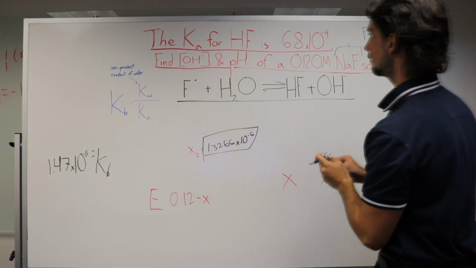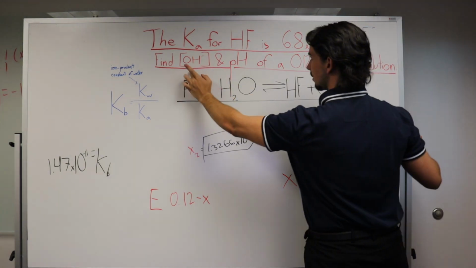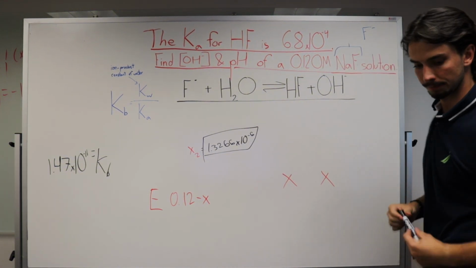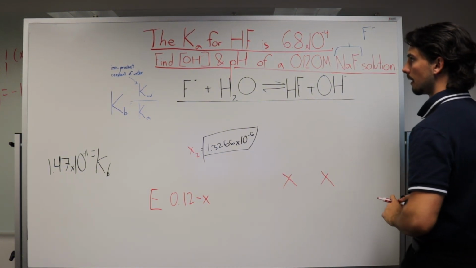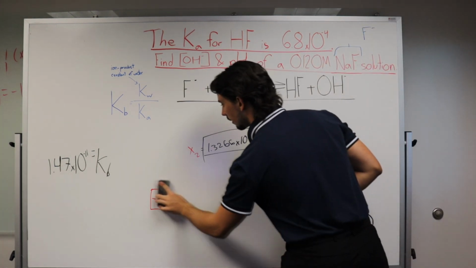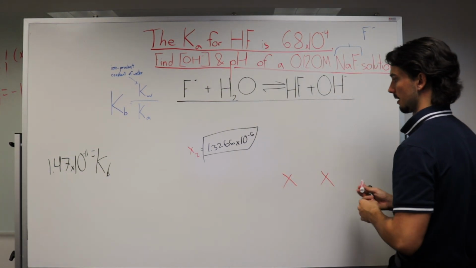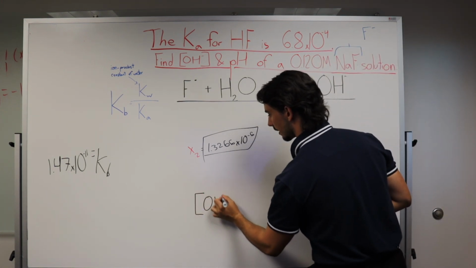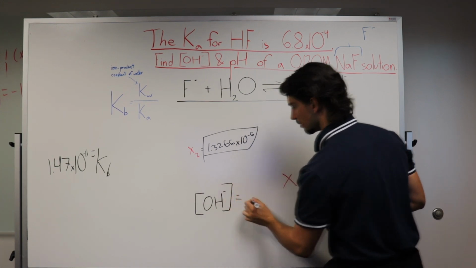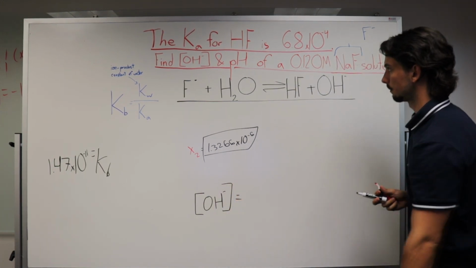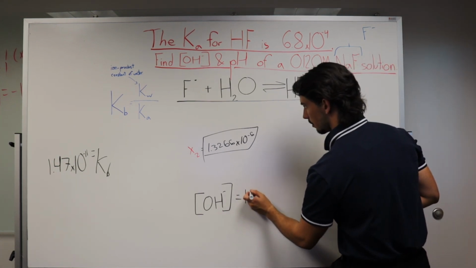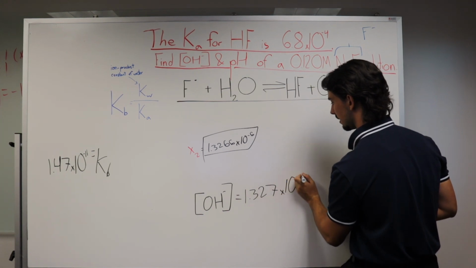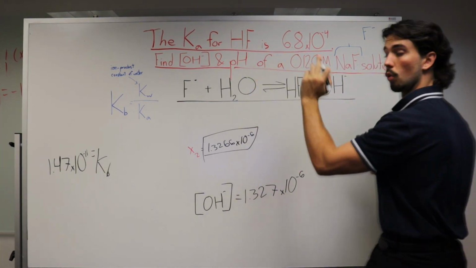This one. So if we're looking for the concentration of hydroxide, and we know that our x is this amount, that's going to be our concentration at equilibrium. So our concentration of hydroxide is going to be equal to, let me make more room here, 1.327, I'll round it, times 10 to the negative 6. Perfect. That's one part of the question.